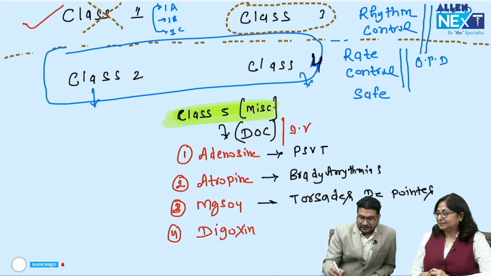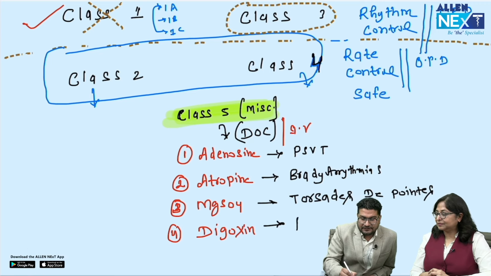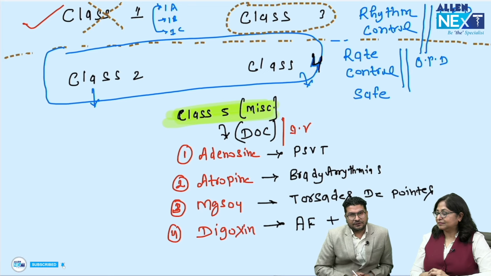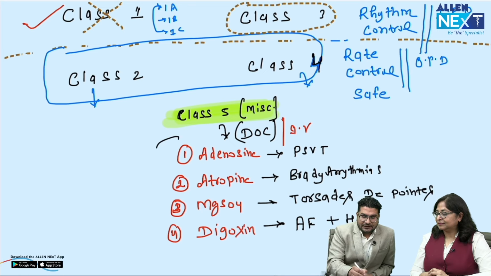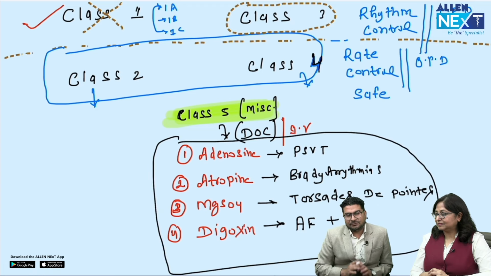Digoxin, nowadays we don't use routinely, but remember it is the drug of choice whenever a person is having atrial fibrillation with heart failure. In that case, we have to give digoxin. So this is the 5th class, and these are all DOCs and all are given by IV route. So this is a simple classification.